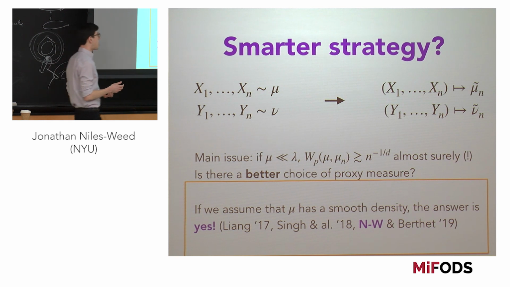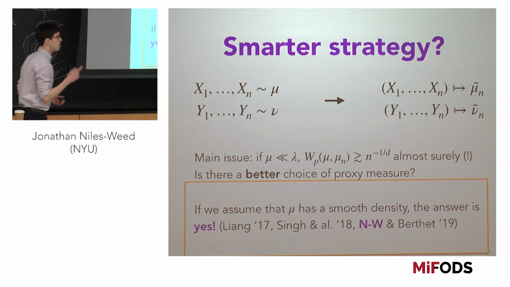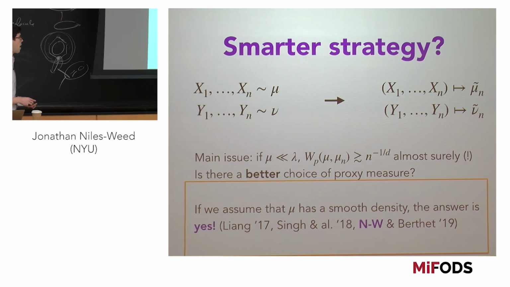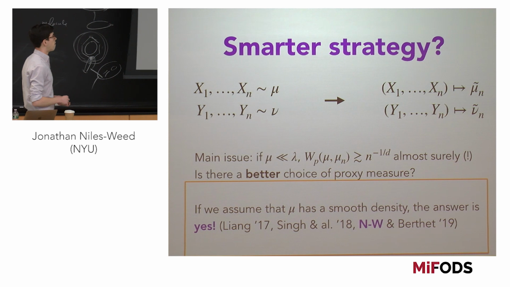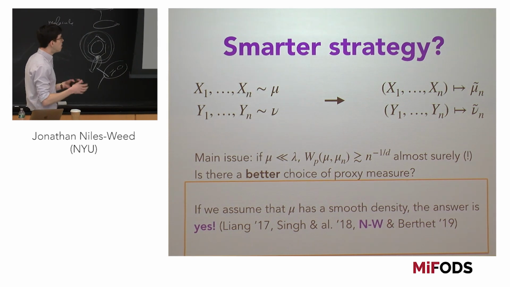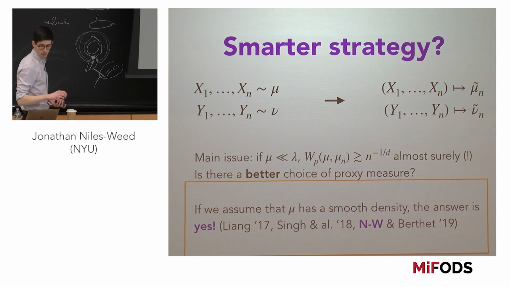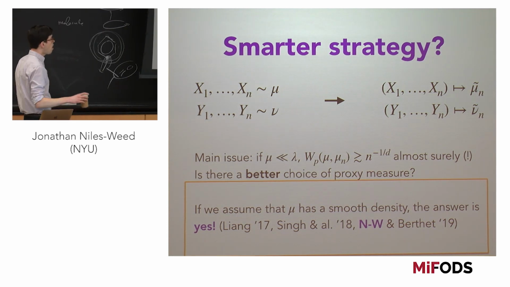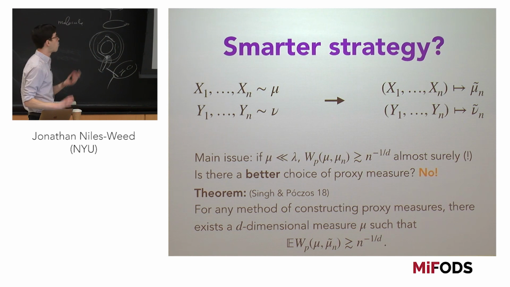So this was a phenomenon that was noticed in the case of W1 by Tengyuan. I'm not sure if he's still here, Tengyuan Liang, and then some other work of Singh et al. And then we also did some work that involved this for the Wp case. But in general, this is saying, OK, if you have smoothness, yes, there's a better proxy measure that you can compute. But it's the case that in general, this is not possible. So if I have extra smoothness, I can smooth in order to get some better approximation.